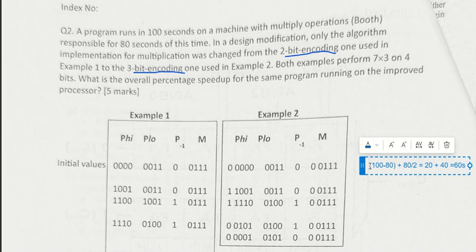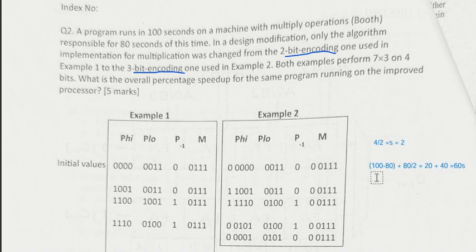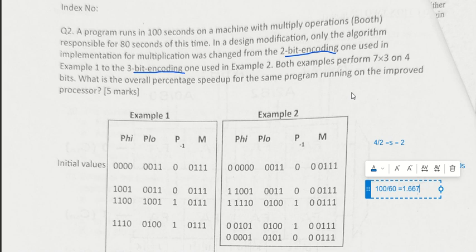But the question asks you to find the overall percentage speed up for the program. The overall speed up will just be the ratio of the original to the new, which is 100 over 60. When you put this into the calculator, you get a value like 1.667. In percentage, that is 66.67%. And yeah, that's it for question one.